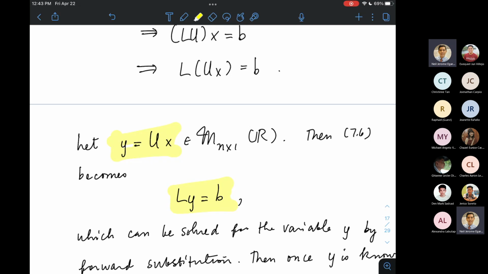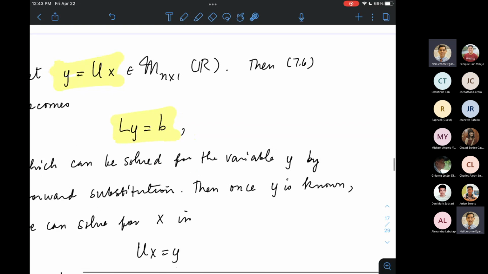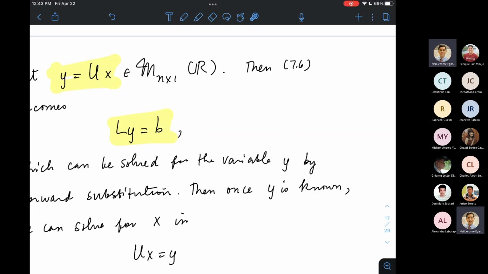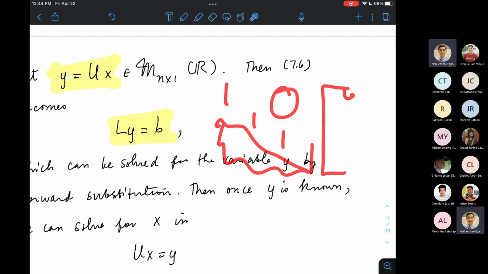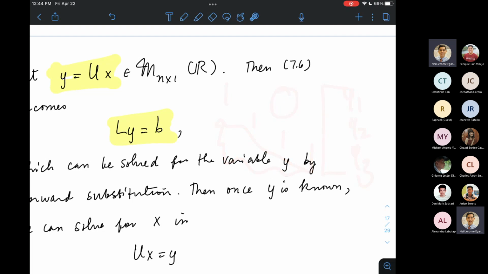Kasi si L ay lower triangular na. So kung si L ay lower triangular na, kailangan mo lamang dito ng forward substitution. Okay. Kasi, makikita natin yan mamaya. Forward substitution dito, tapos ito, kailangan ko na lang ng back substitution. Kasi nga, lower triangular to, so ibig sabihin, puro 1 yan, 0 yan, dito ka lang may mga non-zero entries, times y1, y2, y3. So, mas madali mong masasolve si y1. Makukuha mo si y1 gamit yung unang row, tapos pag alam mo na yung value ni y1, makocompute mo si y2 using the second row, and so on. Kaya forward substitution yung tawag dito.